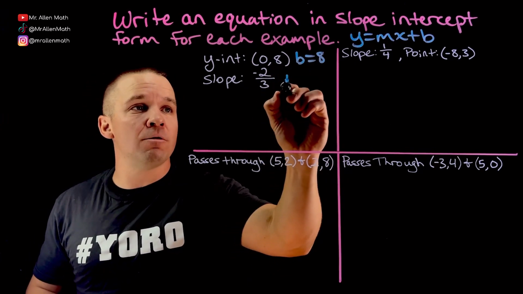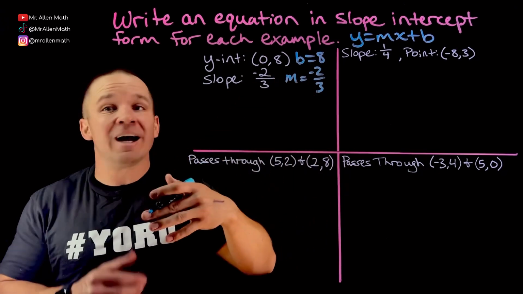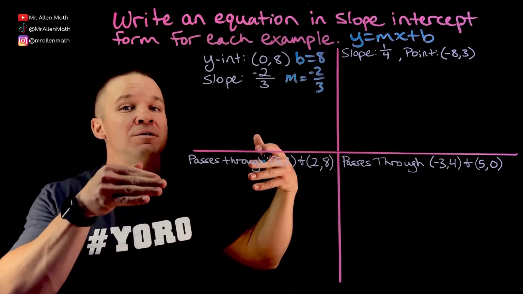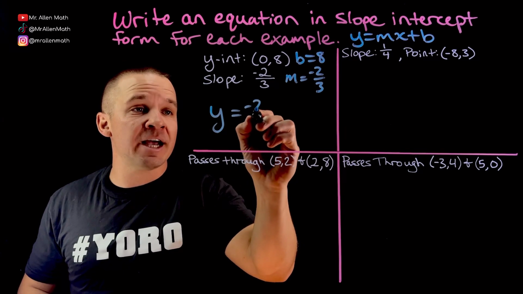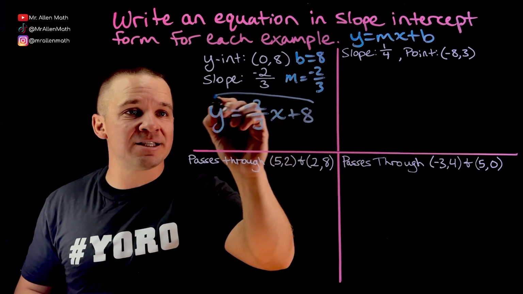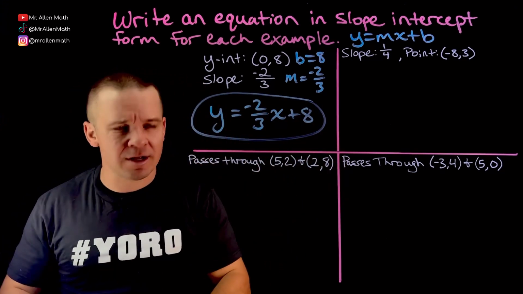All right, first one here, I have my y-intercept, so b is equal to 8. I have my slope, so m is equal to negative 2/3. In this example, I gave you everything. There's literally no math to do other than substituting in for these variables. So I'm going to have y equals negative 2/3 x plus 8. That's it. Final answer. We are done with this one, okay? Short and sweet.